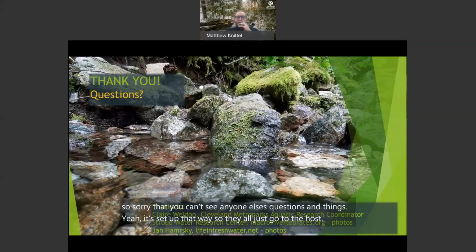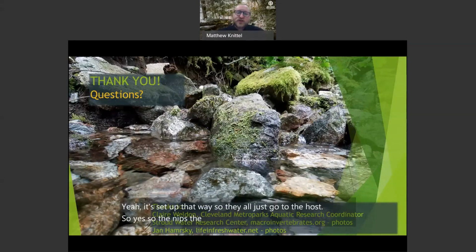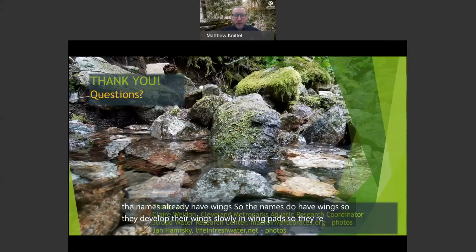So yes, the nymphs do have wings. There was a question, do the nymphs already have wings? So the nymphs do have wings, so they develop their wings slowly in wing pads. So they're not fully developed functional wings until they emerge as an adult.